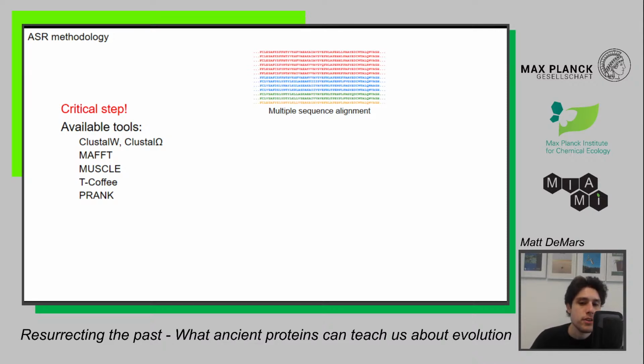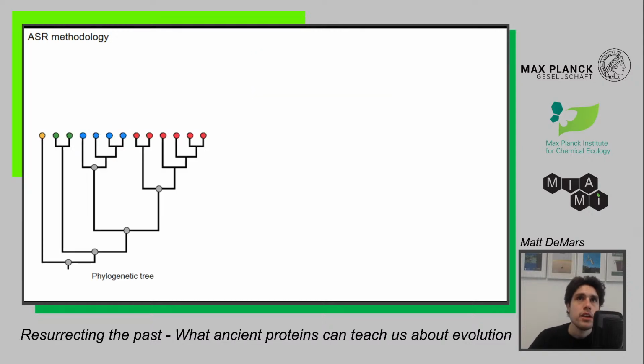They're just different algorithms that are designed to optimize alignment of sequences with differing degrees of similarity. And so a lot of times people try multiple different alignment tools to see what gives you the best outcome. From here, once you have your good alignment, you can construct a phylogenetic tree.